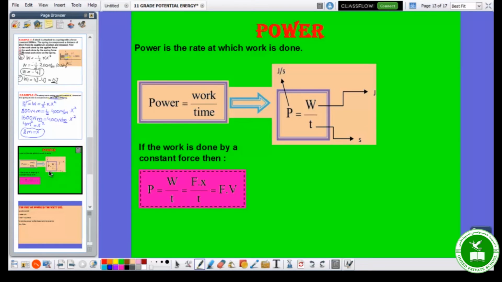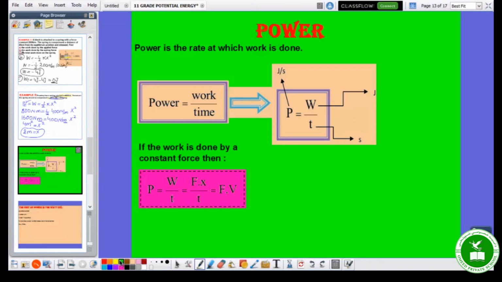Power. What is power? Power is the amount of work done per unit of time, or the amount of energy spent per unit of time.